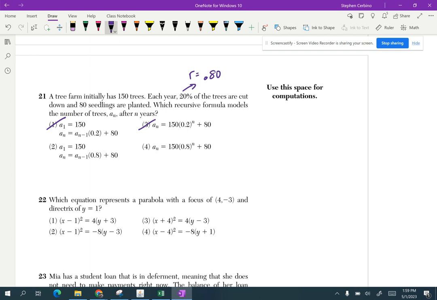It also tells us that we replant 80 seedlings each year, so we're going to add another 80 to each of the previous terms. Choice 2 winds up being our best answer here because it's saying the first term is 150, the next term is equal to the previous term times 0.8 plus the number 80 for the new 80 trees. Choice 4 would be the explicit formula and would have been right if this exponent was n minus 1 instead of just n.